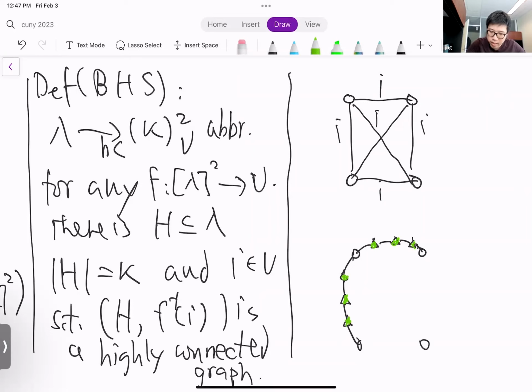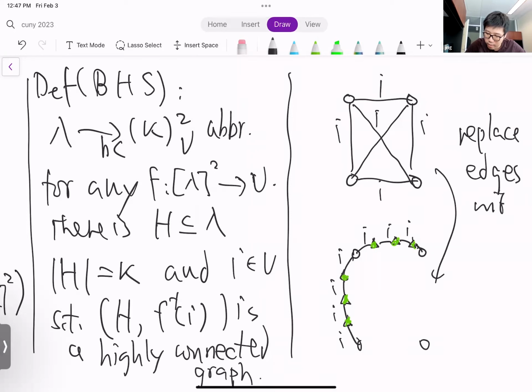So you're replacing the edges by a path, but then also you want the path to be monochromatic. So all of these are of color i, right? You need to replace edges with paths, and replace monochromatic edges with monochromatic paths. So that's the intuition.